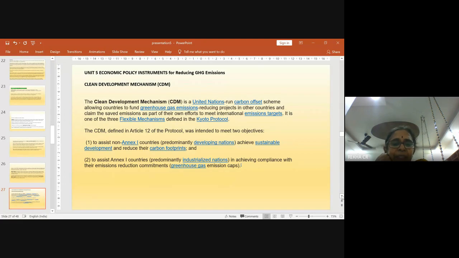The CDM, the Clean Development Mechanism, defined in Article 12 of the Protocol, was intended to meet two objectives. First one, to assist the non-Annex 1 countries, that is the developing countries, to achieve sustainable development and to reduce their carbon footprints. And the second objective is to assist Annex 1 countries, that is industrialized nations, in achieving compliance with their emissions reduction commitments. So these are the two objectives of CDM.